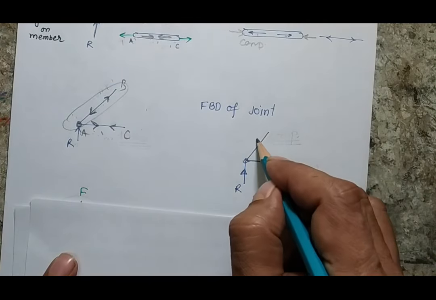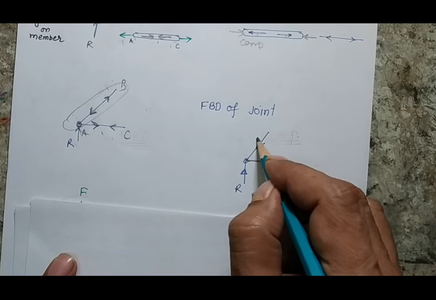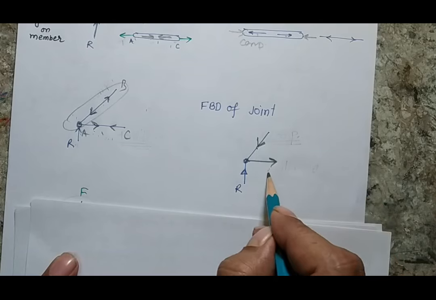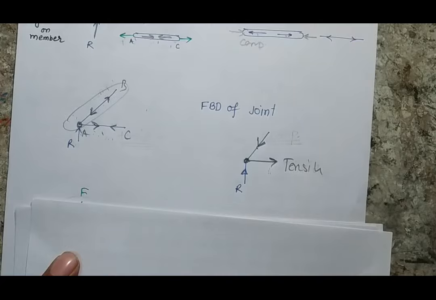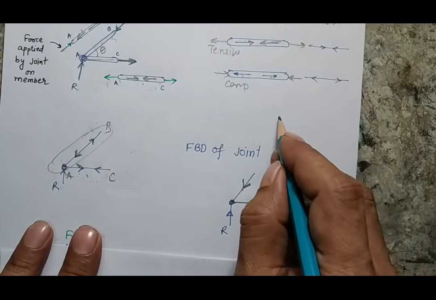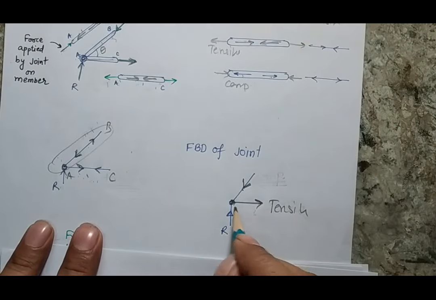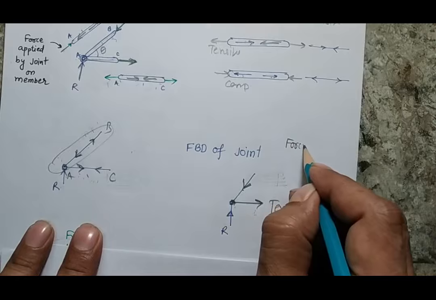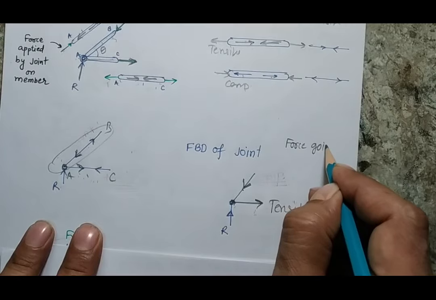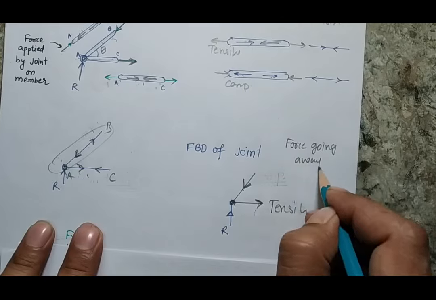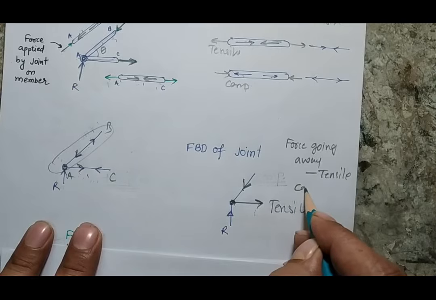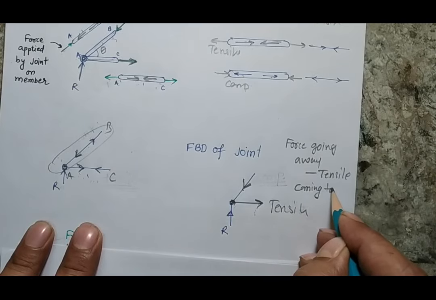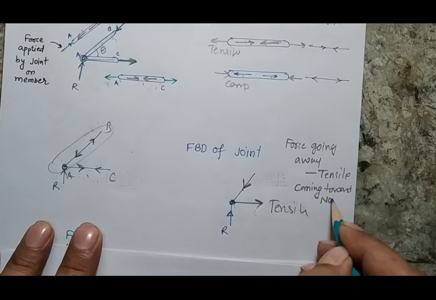That means what is happening? If the nature of this force is compressive, the arrow will come towards the point. If the nature of force is tensile, the arrow will go away from the node. You should understand that if I am making the free body diagram of a point and the force is going away, then that means it is tensile. If it is coming towards the node, it is of compressive nature.